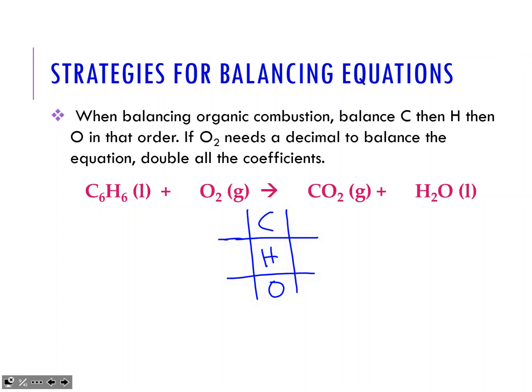So, on the left, I have 6 carbons, 6 hydrogens, and 2 oxygens. On the right, 1 carbon, 2 hydrogens, and 2 plus the 1 here gives me 3 oxygens. Now, if I'm doing this strategy, I balance carbon first. So here, in front of carbon, what do I need? 6. I change that to 6, and the carbons are balanced. Then I balance hydrogen. What do I need to put there to balance hydrogen? 3 goes here, now that is also 6.